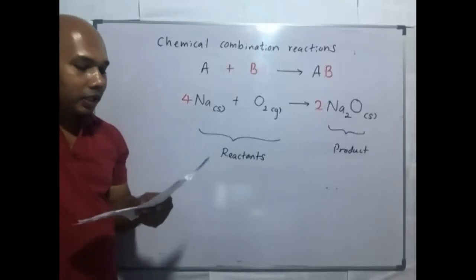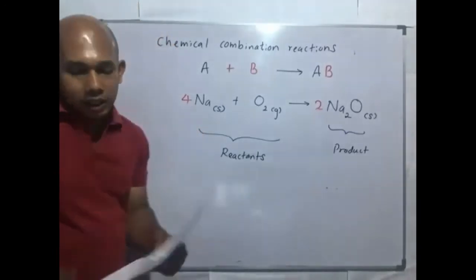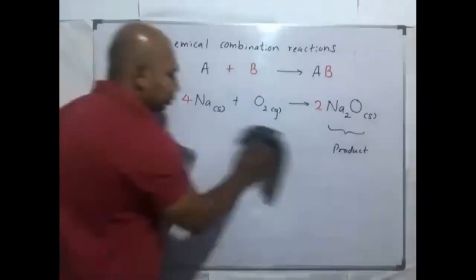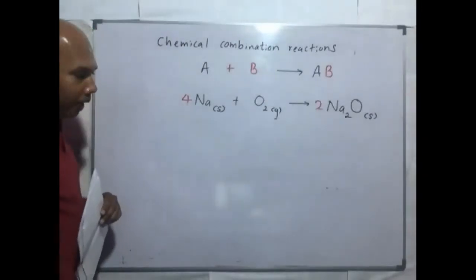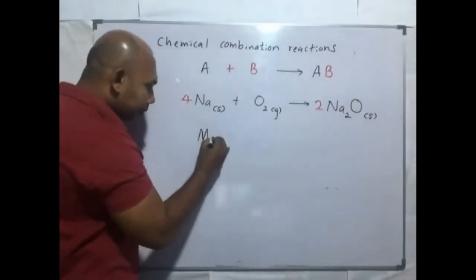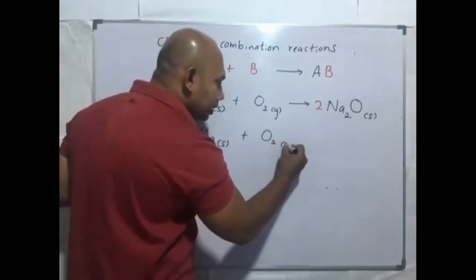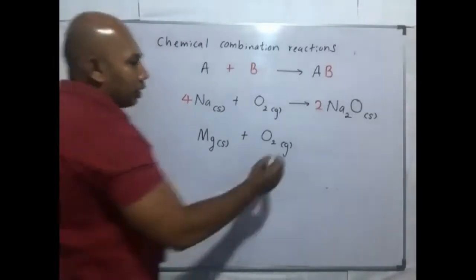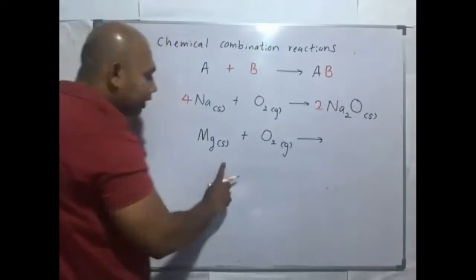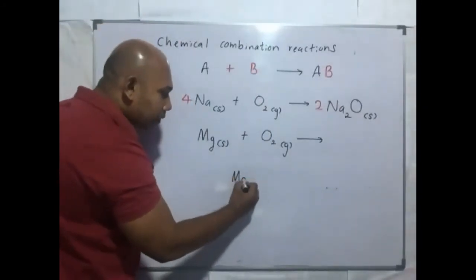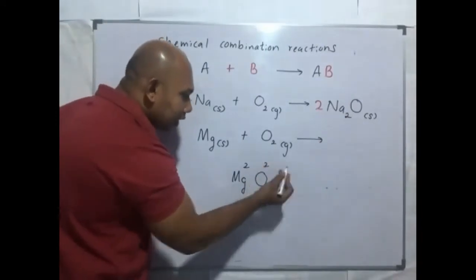And then write the second one, reaction of magnesium with oxygen gas. So the magnesium solid (S), oxygen gas (G). Then they are reacting together and making product. What is the product? Magnesium second group valency 2, oxygen 6 group valency 2.